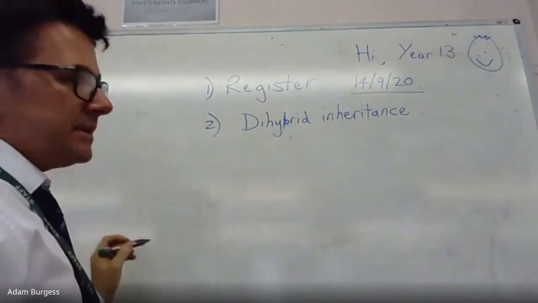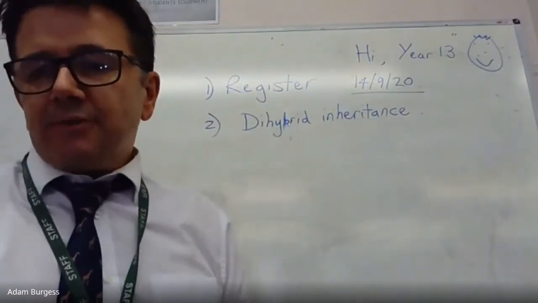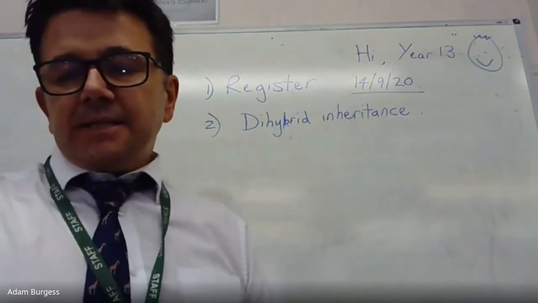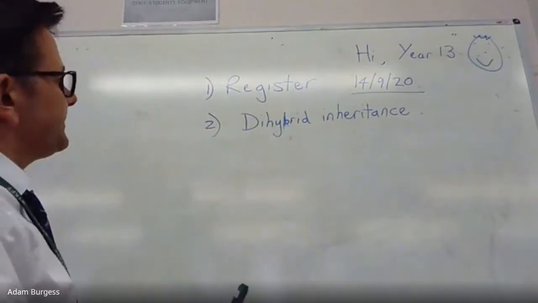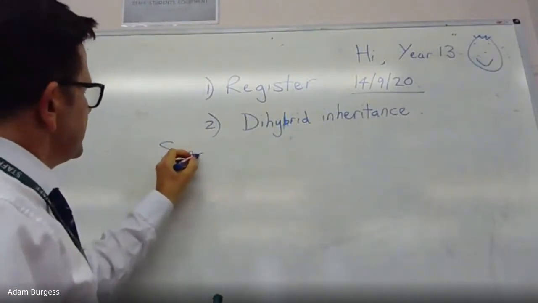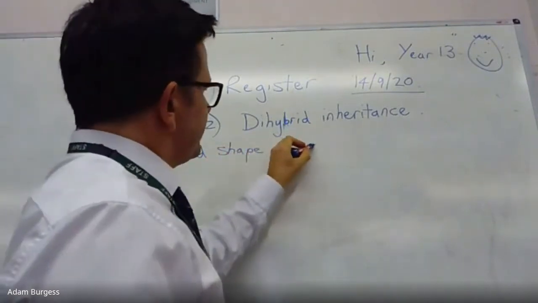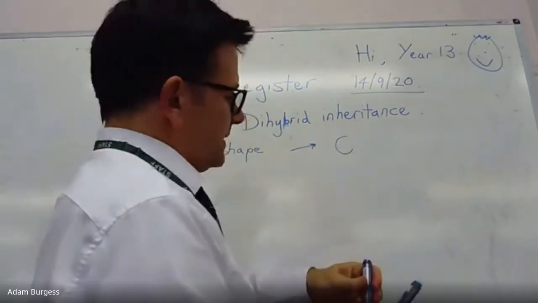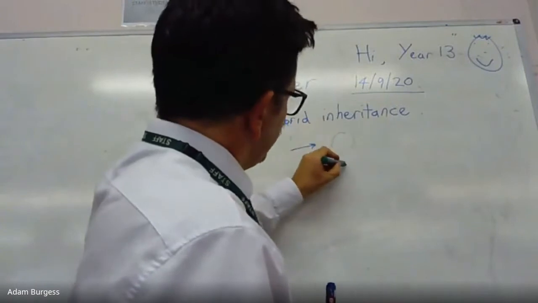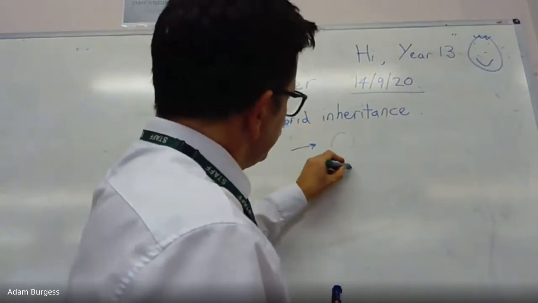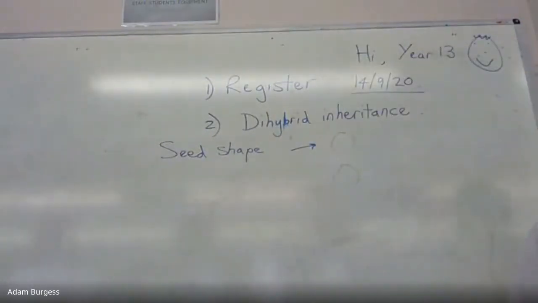So there. Right, okay, so we're going to go back to Mendel, so Gregor Mendel, and he investigated pea plants, and he looked at seed shape. Okay, so seed shape, whether the peas were smooth or whether they were wrinkled. Okay, so smooth or wrinkled.